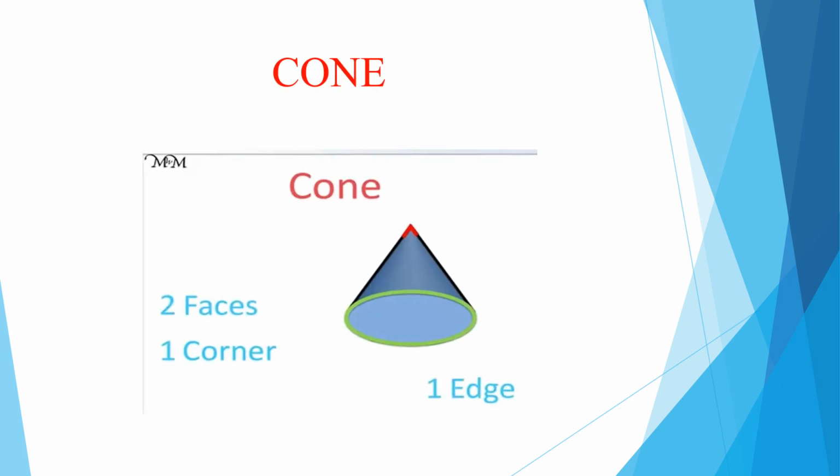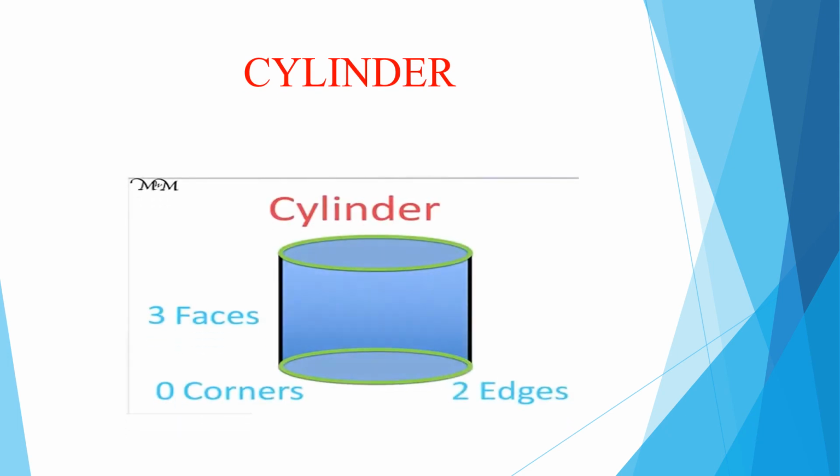Let us see how many faces, edges and vertices does a cone has. We all know that a cone has 2 faces, 1 corner and 1 edge. Now let us see how many faces, edges and vertices a cylinder has. A cylinder has 3 faces, 0 corners or 0 vertices and 2 edges.